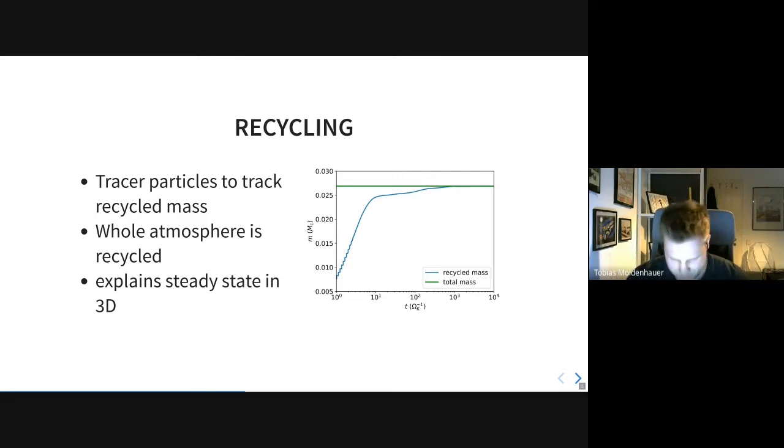And we see that after just a couple hundred omega Kepler inverse, so approximately 300-400, almost everything in the Hill sphere is being replaced. And therefore, we can conclude that the whole atmosphere, so everything in the atmosphere, not just parts of it, is recycled at very short timescales. And this explains that steady state that we observed in 3D compared to 1D, where recycling is just not possible in 1D. So if you have only one direction, you cannot recycle the gas. It's just geometrically not possible. Also in 2D, by the way. So you need 3D for recycling to occur.